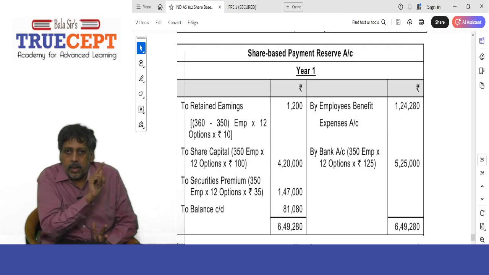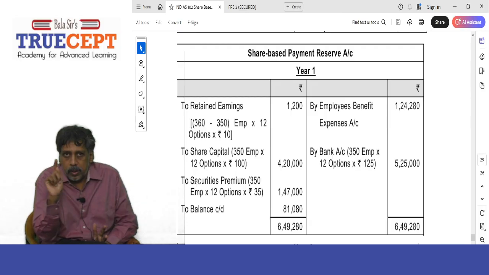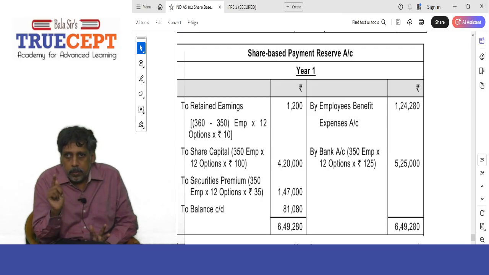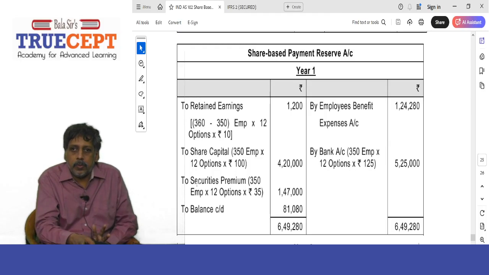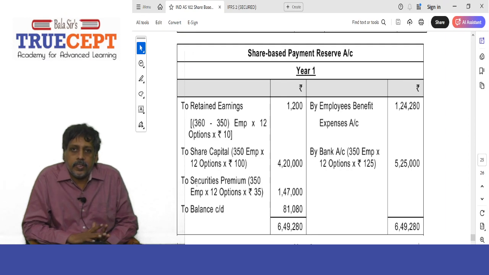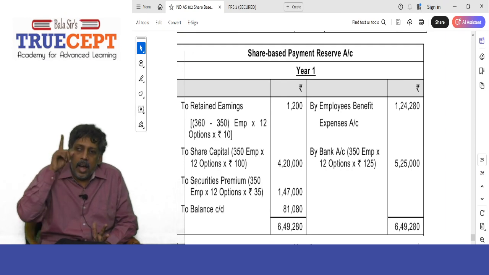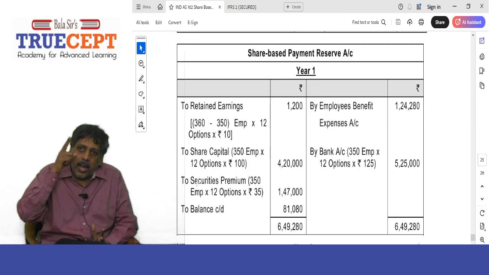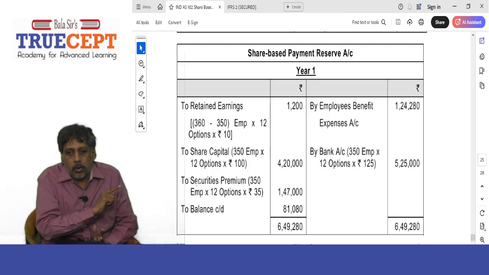Okay, check this. Just say by the same account, by employee benefit expense, how much? 1,24,200. Very good, Sneha. That includes 43,200, remember? The expense for G1 in the first year. Of this 43,200, how much has been transferred to retained earnings? 1,200, not exercised. What is the balance left? 42,000. Exactly. Take a calculator. Add 42,000 and by bank, how much? 5,25,000. Add both. 5,67,000. Now divide 5,67,000 by 4,200 shares.